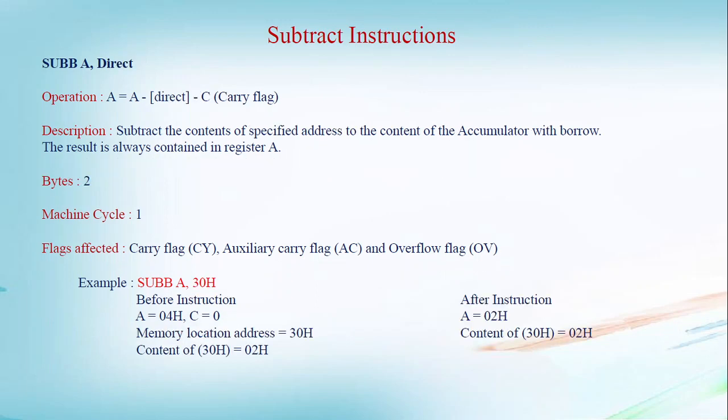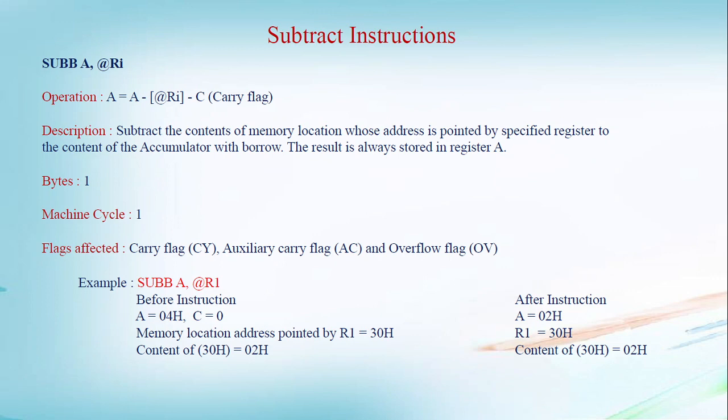Then SUBB A, direct means subtract the contents of the specified address from the content of the accumulator with borrow. It requires 2 bytes and 1 machine cycle. The carry flag, auxiliary carry flag, and overflow flag get affected. SUBB A, 30h is the example we have taken. Before the instruction, A equals 04h, C equals 0, and the content of memory location address 30h equals 02h. So after the instruction gets executed, A will become 02h.